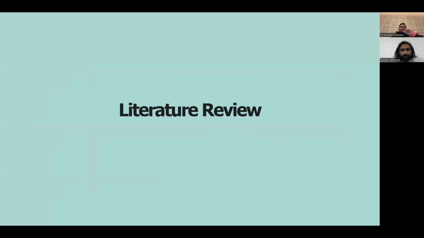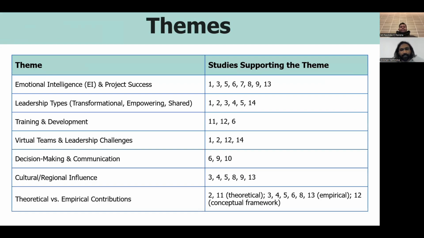Literature review. Our literature review started with identifying several themes supported by numerous academic studies. Moving on with the literature review, this slide is key themes. There are three standout themes from the literature. First, EI enhances leadership through improved decision making and conflict resolution. Second, in virtual teams, shared leadership and empathy become even more important to keep the team connected and motivated. Third, training and development in emotional intelligence can significantly enhance team performance in remote settings. This insight makes it clear that EI isn't just nice to have, but it's critical for virtual leadership.